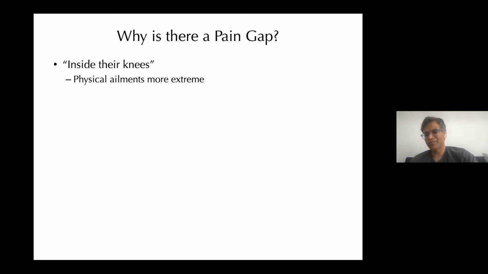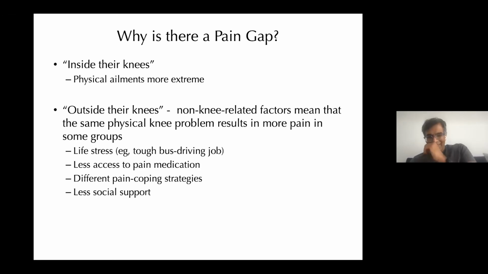There are kind of two obvious theories. One is, well, the disadvantaged experience more pain because their knees are in worse shape. So there's something wrong inside their knees. The second theory is there's something outside their knees. That is, there are non-knee related factors that, for the same physical joint problem, result in the disadvantaged feeling more pain. As an example, I often think of the psychology at play here, which is that all the other stress you have in your life might exaggerate the physical pain that you're feeling into bigger felt pain. So: inside their knees, outside their knees.